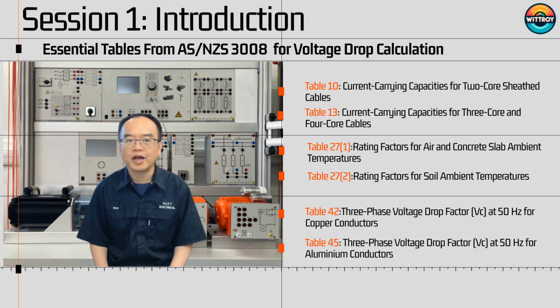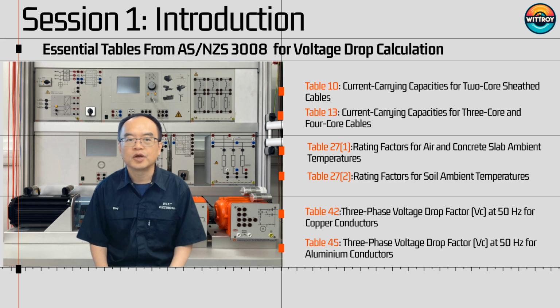Table 10, current carrying capacities for 2 core sheath cables, provides the current carrying capacities for different sizes and types of 2 core sheath cables, including those with thermoplastic insulation. Table 13, current carrying capacities for 3 core and 4 core cables, lists the current carrying capacities for various sizes and types of 3 core and 4 core cables with thermoplastic insulation.